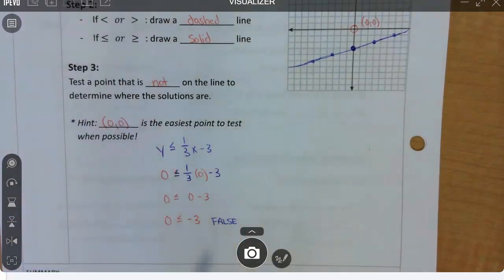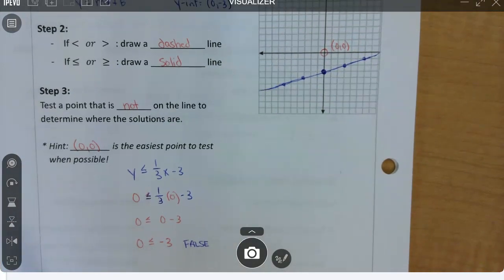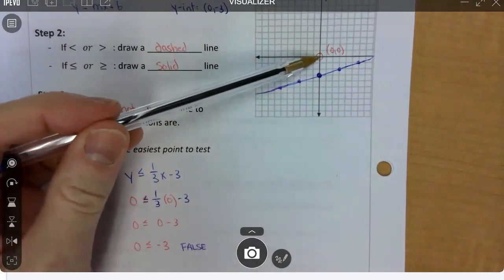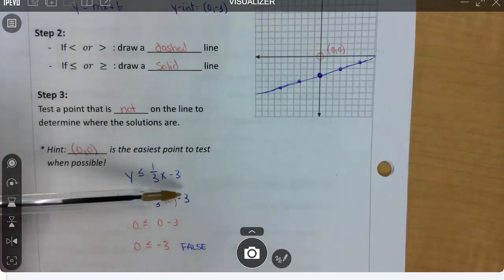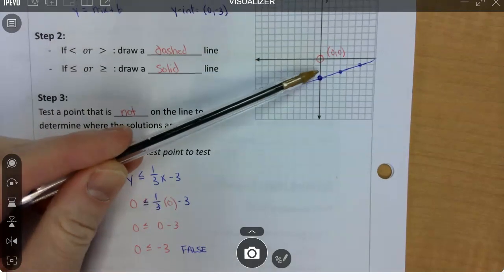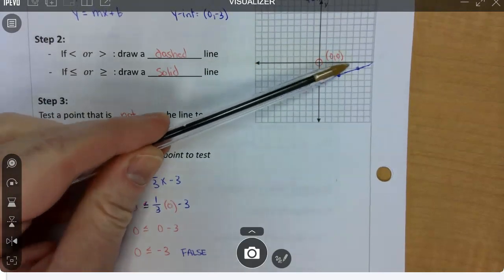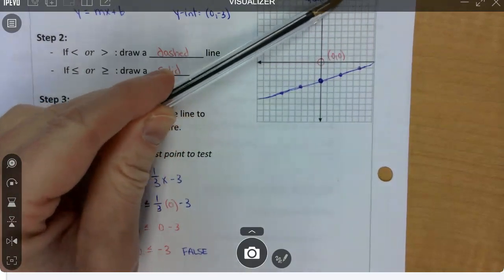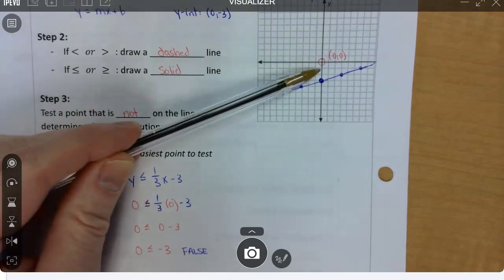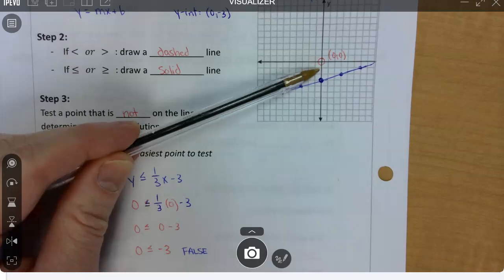Now because that's a false statement, let's go back up to our graph. Look where 0, 0 is. 0, 0 did not work in the inequality. It didn't make the inequality true. So that means 0, 0 and any other point in this entire region up here doesn't work.